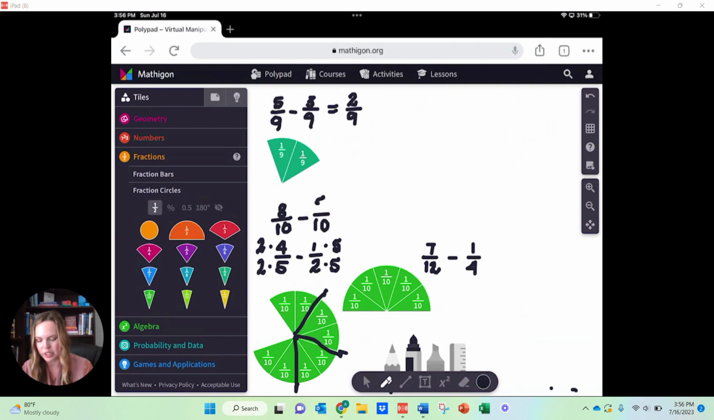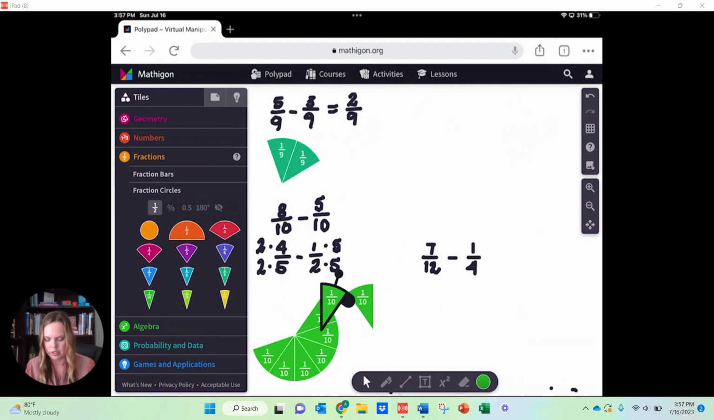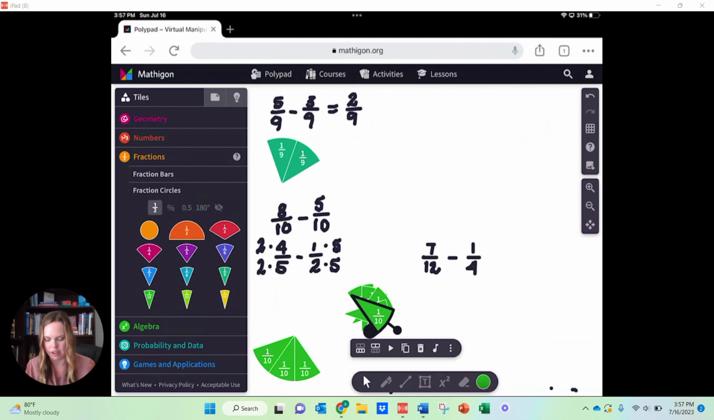All right, so you have 8/10, or they're the same. 4/5 minus 1/2 is the same as saying 8/10 minus 5/10, okay? And so now I'm going to delete this, and I'm going to remove 5/10. Split these. 1, 2, 3, 4, 5. Delete them.